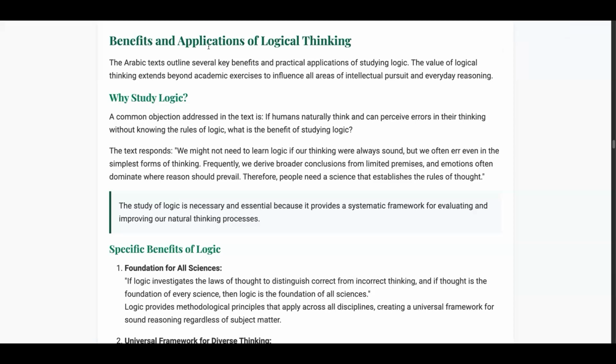And I want you just to remember, if this is the first time you've ever heard this, okay, so in the future, when I study, I'm going to come across these 10 entry points to understanding a subject. The Arabic text that we're going to be studying soon, after we finish this, will address several key benefits and practical applications of studying logic.